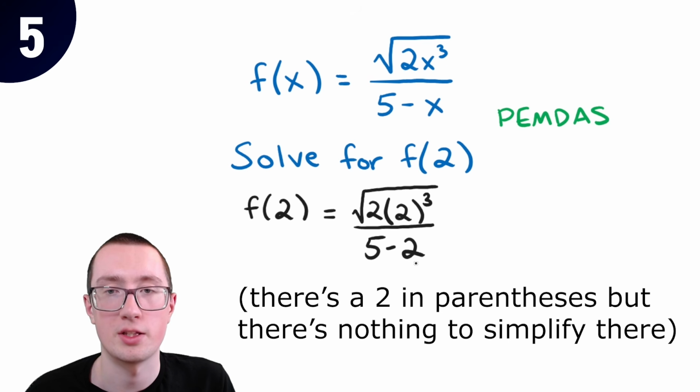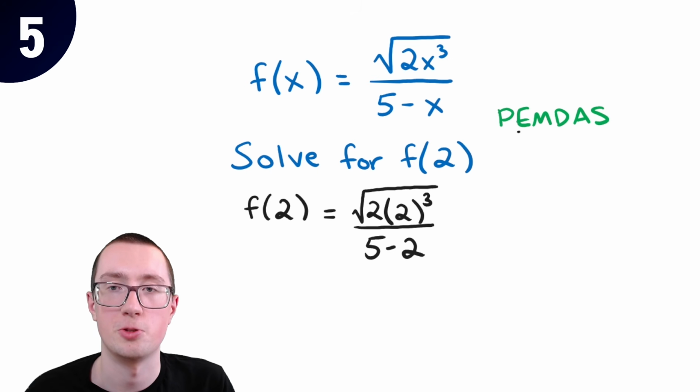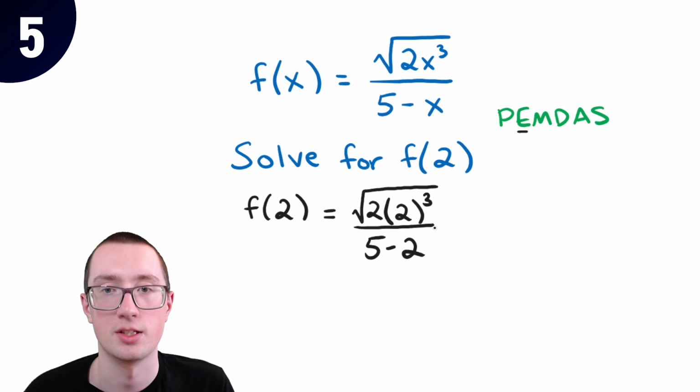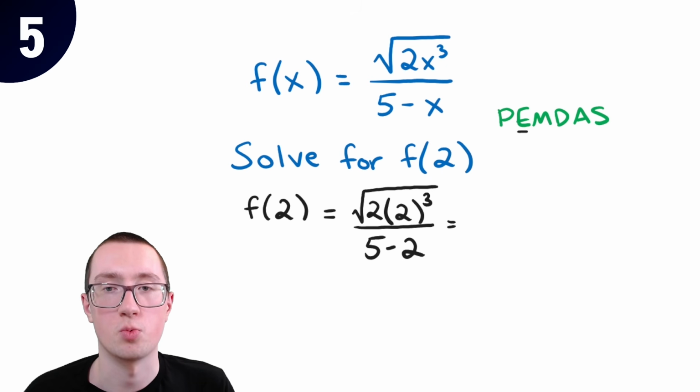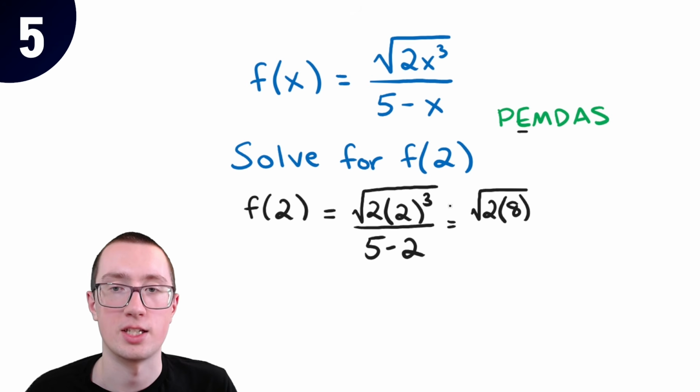So I don't see any parentheses here. So let's go ahead and move on to E, which is exponents. And here we have an exponent of 2 to the power of 3. That's 2 multiplied by itself 3 times. 2 times 2 is 4, times 2 is 8. So we can replace 2 to the power of 3 with 8. So it's going to be 2 times 8 inside of the square root over 5 minus 2. Now 2 times 8 is equal to 16.